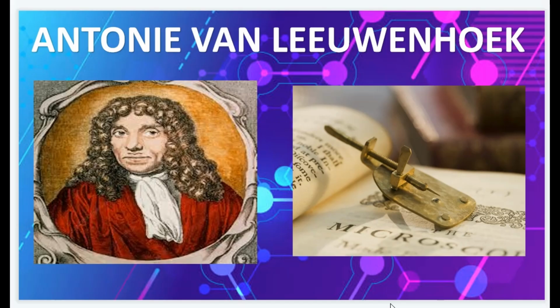Now we're going to talk about another Dutch scientist who discovered his own microscope in the late 1600s, and he was Antony van Leeuwenhoek. He invented his own microscope, a compound microscope, in the 1600s. Here you can see the microscope which he invented.